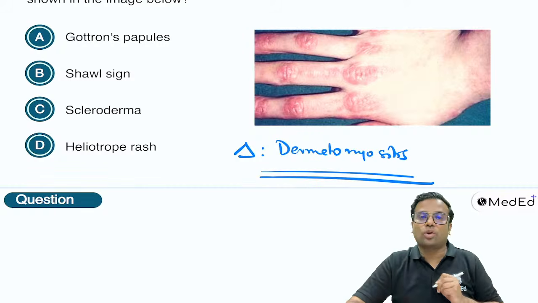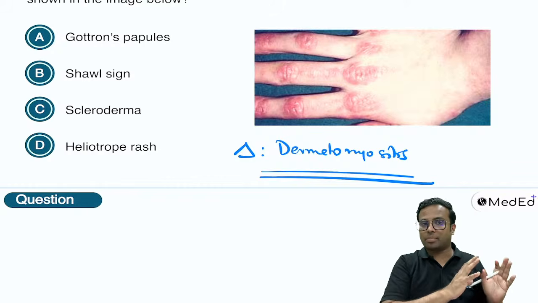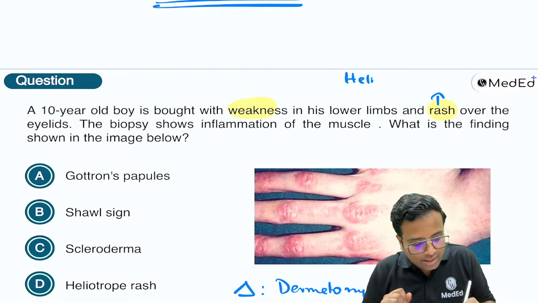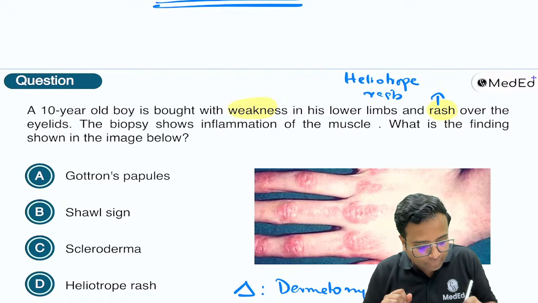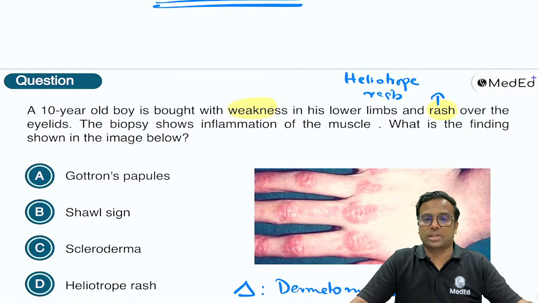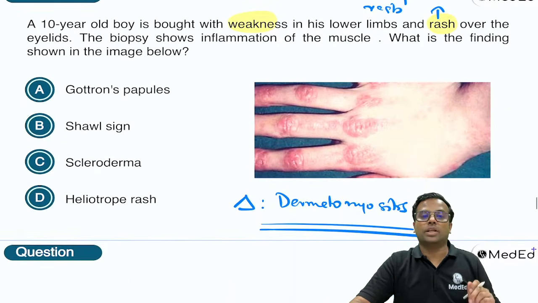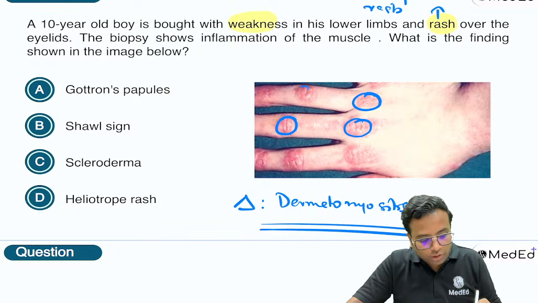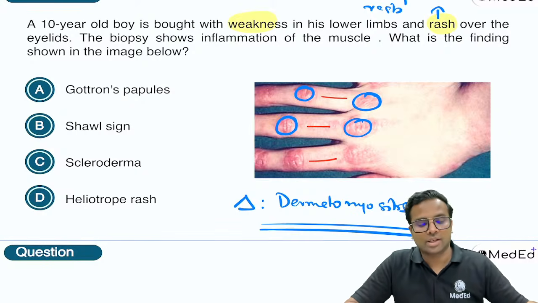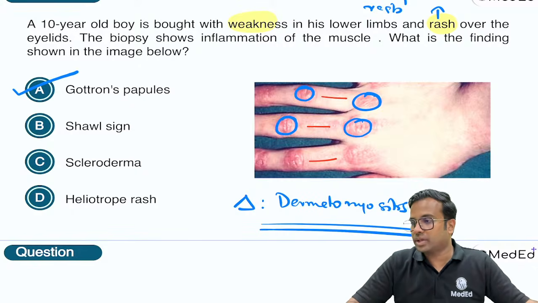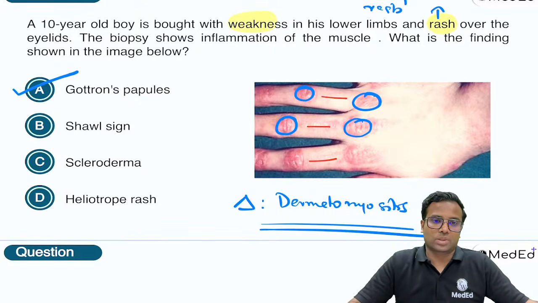So the diagnosis here is dermatomyositis because the patient is having muscle weakness. This rash around the eyelids is what we call a heliotrope rash. It resembles a heliotrope flower. That is why we call it a heliotrope rash. So in this image, you can see that there is a rash over the knuckles. There is a rash over the joints, but the area between the joints is all spared, right? So this kind of rash is called Gottron's papules.